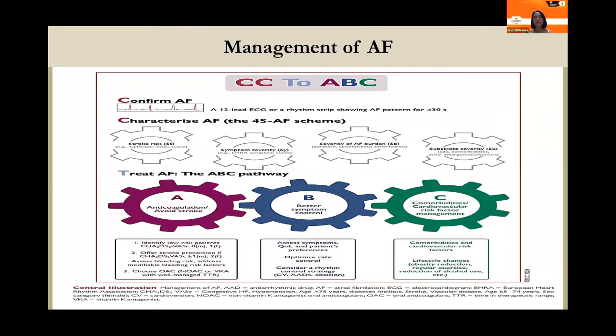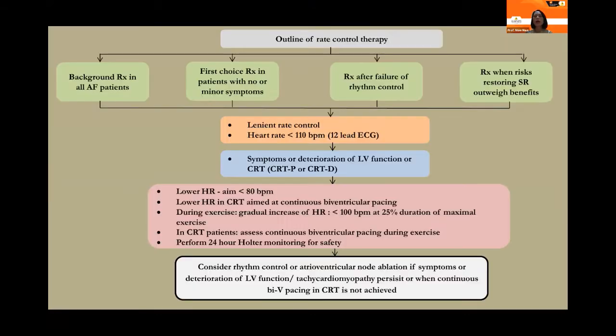It is to confirm the atrial fibrillation, and characterize the atrial fibrillation by the assessment of the atrial fibrillation using the 4S, which you should remember. And then the treatment of the atrial fibrillation is the ABC pathway. The ABC pathway includes, first, A for the anticoagulation treatment, avoid the stroke, and B for the better control of the symptoms by either using the rate control strategy or rhythm control strategy. The C is the identification of the comorbidity and the management of the cardiovascular risk, identification and management of the cardiovascular risk factor.